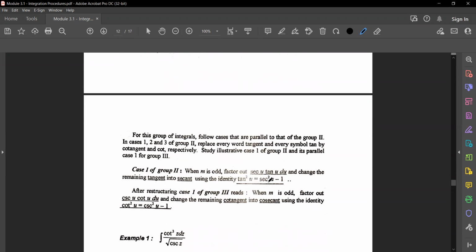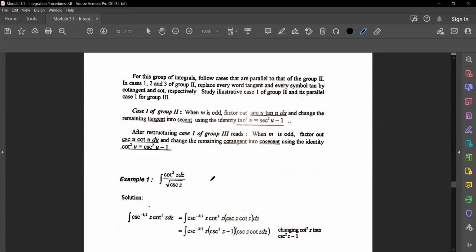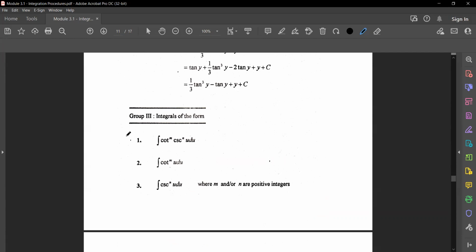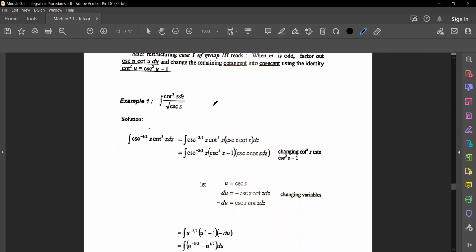Ito, di ba? So change natin siya into cotangent and then cosecant. Yan. So cotangent and cosecant na. Hindi na tangent, secant. So this is in case number 1 for the group number 3, no? We're in the same lang din ng form natin. Okay, so the same cases yung gagamitin, but instead of tangent and secant, we use the cotangent and cosecant. Yan. So yung process natin, the same din.